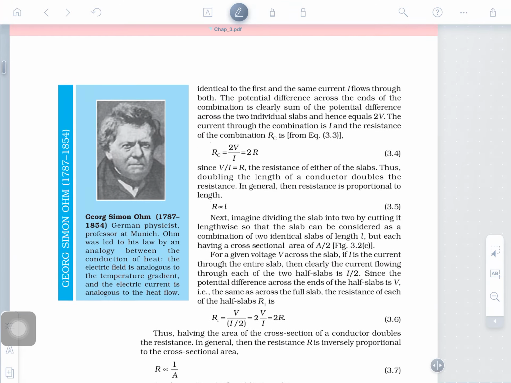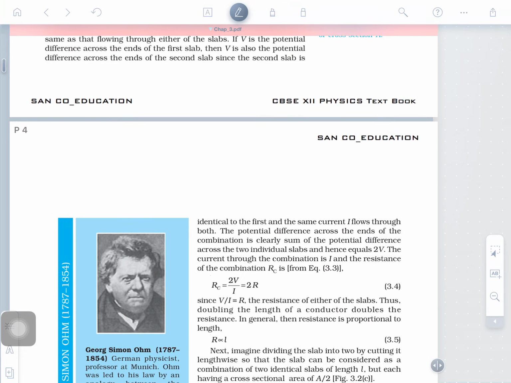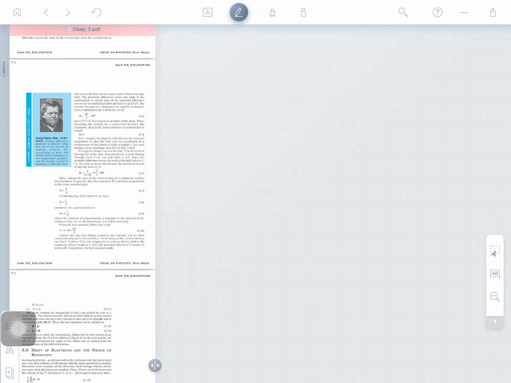We have discussed the concept of Ohm's law, in the sense of the potential difference across a conductor. Suppose I am taking a conductor, as you may see on the screen right now. I applied the potential difference, at one end high potential, at the other end low potential.